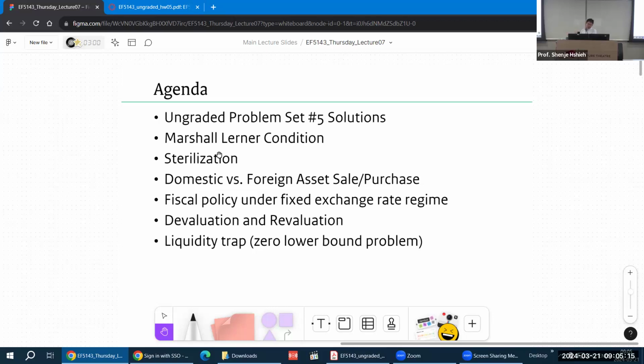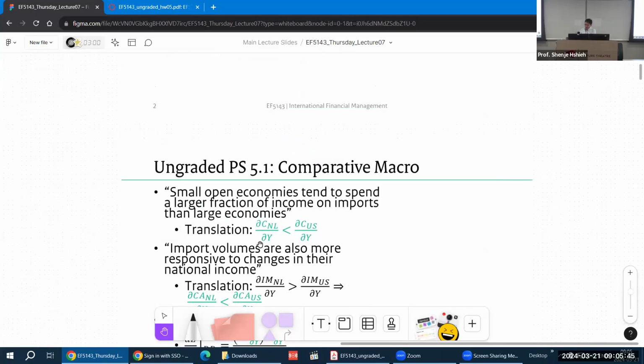We're going to talk about what it means to have a fixed exchange rate regime, and when these regimes are beneficial as opposed to having a fully flexible exchange rate policy. Then, of course, we're going to analyze fiscal and monetary policy under this different regime in which we have a pegged currency. Then hopefully we'll talk about the pros and cons of a pegged currency, and then we'll call it a day. First things first, let me go over the ungraded problem set.